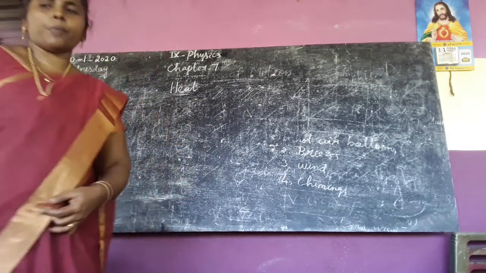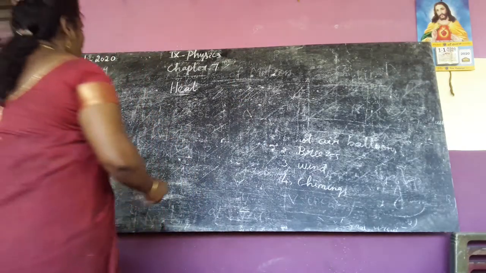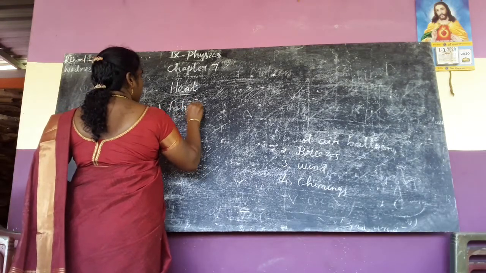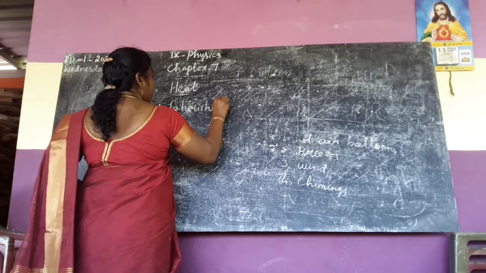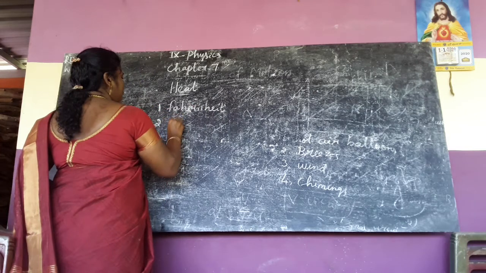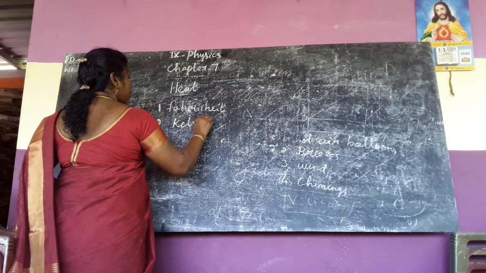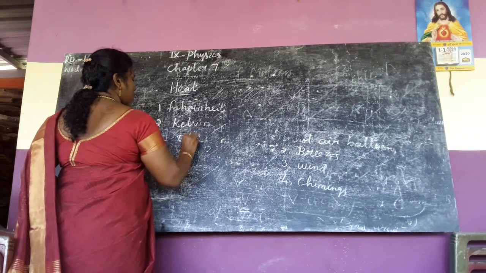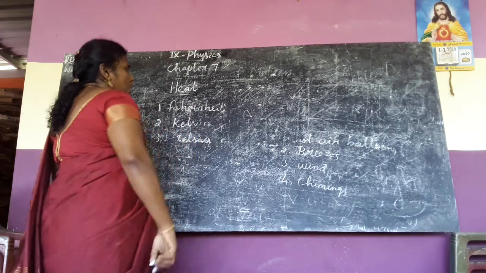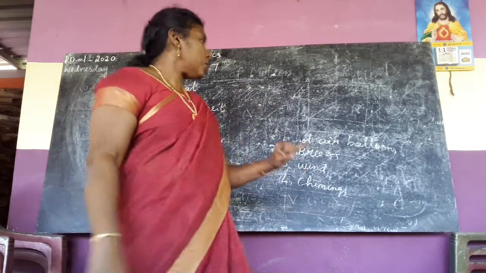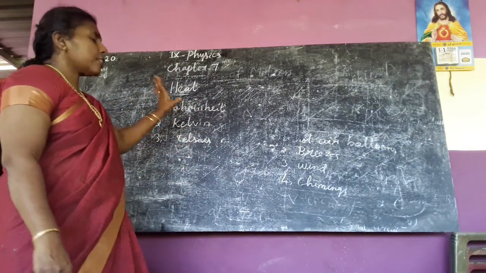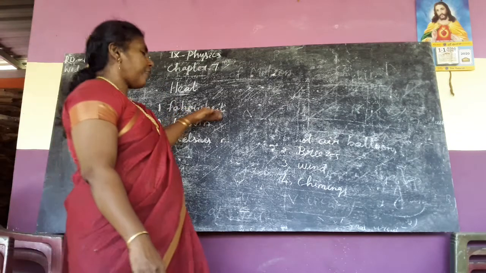Different scales of temperature. What are the scales of them? First one, Fahrenheit. Second one, Kelvin. Third one, Celsius. What are the three scales? Fahrenheit, Kelvin and Celsius. Now we can see the picture of the three different scales.